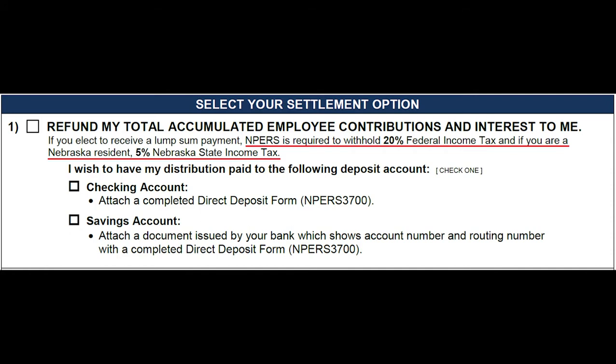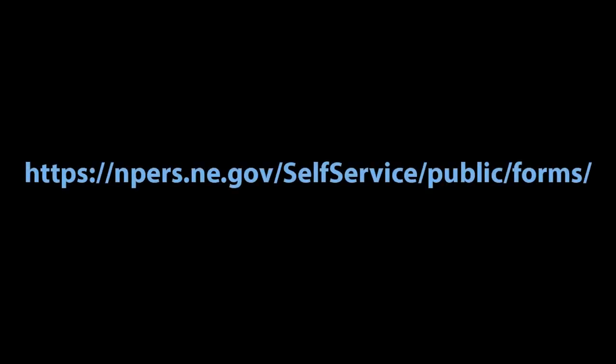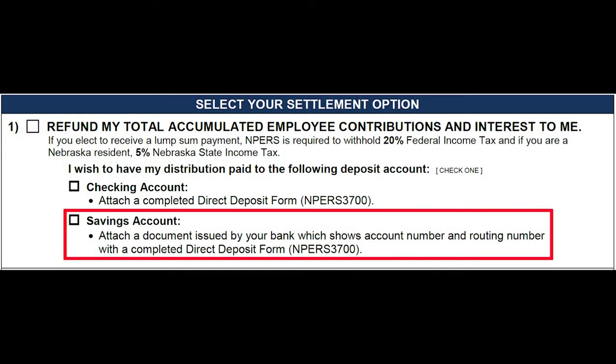From here, you have two options for where you want the money deposited. Option 1 is having it paid to a checking account. For this option, you will need to fill out and attach a direct deposit form. This form can be found at npers.ne.gov/self-service/public/forms. Option 2 is having the money paid to a savings account. You will also need to fill out and attach the same direct deposit form mentioned in option 1.